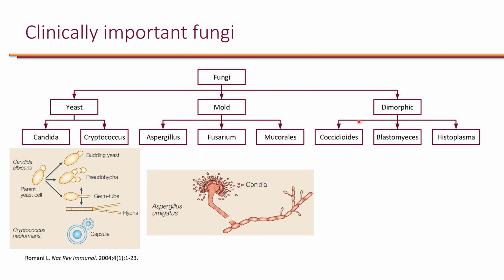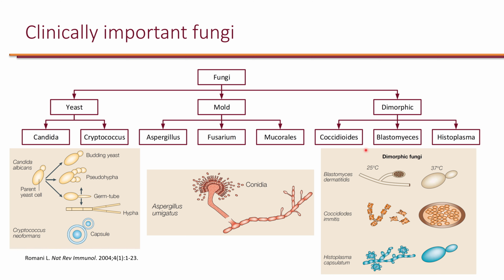And lastly, we have dimorphic fungi, and these can actually grow as both mold and yeast. So they look filamentous, and they behave like mold at room temperature, but at body temperature, they actually behave like yeasts. And that's why they are called dimorphic.